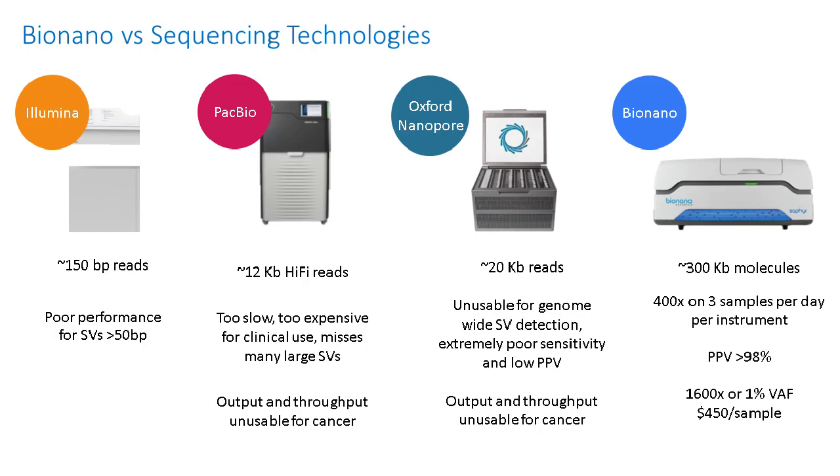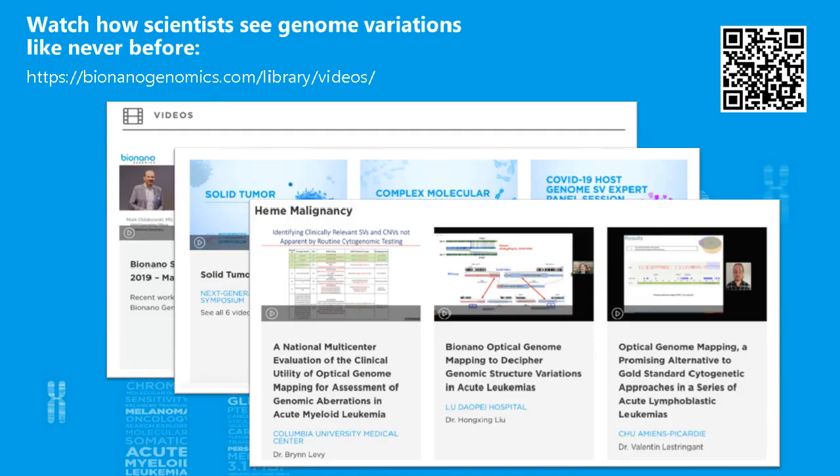And as I mentioned, we can go as high as 1600x. And that allows us to find structural variants, even in heterogeneous cancer samples at just 1% allele fraction. All that for just a few $100 per sample. Long-read sequencing technologies just cannot match that output and throughput.